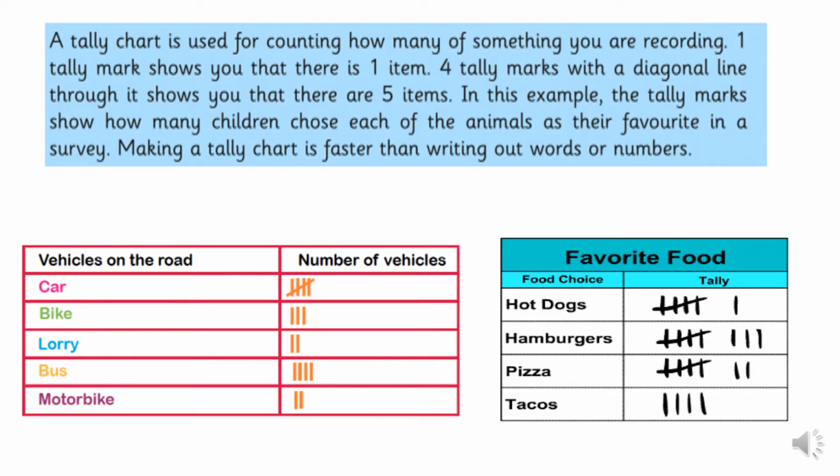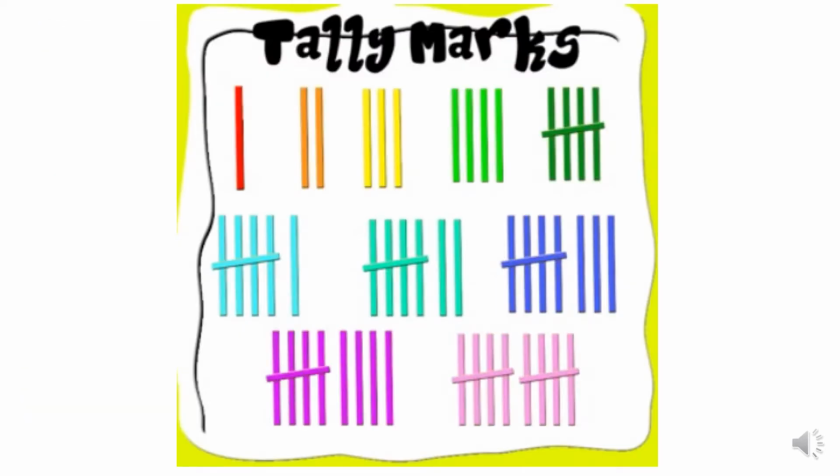So just to remind ourselves, earlier on in the week we were learning about tally charts. Can you remember what a tally chart is? Well, a tally chart is used for counting how many of something that we're recording. So we can record anything we like as part of a survey, and then we record it using tally marks. So these aren't numbers, these are marks, and they're used to represent an amount. Just to remind ourselves of our tally marks.